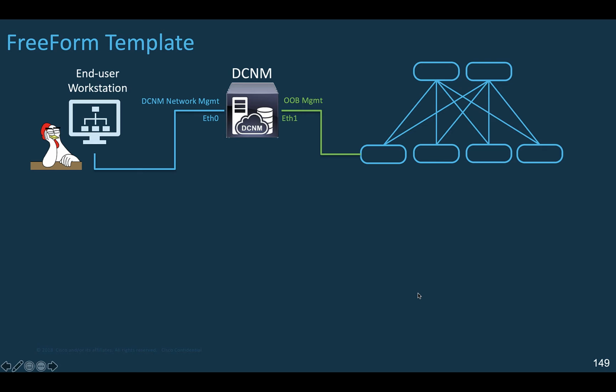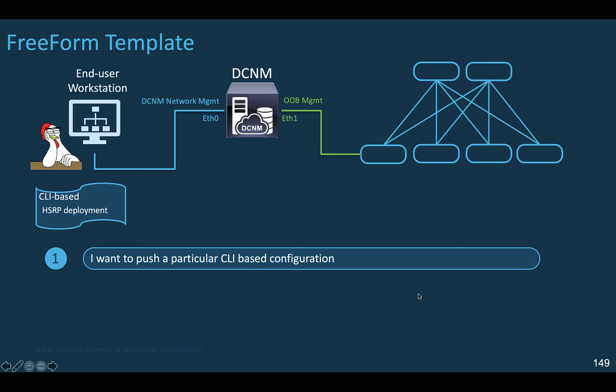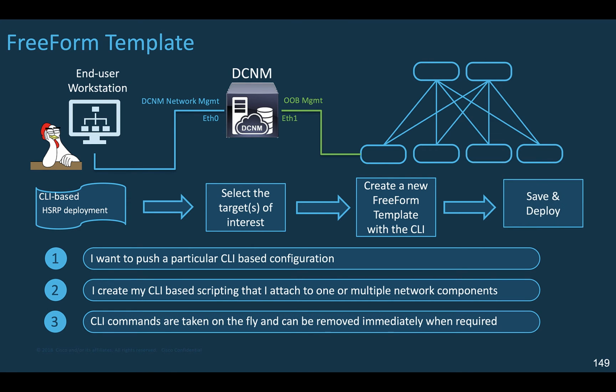Let's visualize this with a demo. The scenario here shows how to configure HSRP using a CLI approach with the freeform template. You first select the device of choice. You create a new freeform template for these configurations. You save and deploy. You can always view, change the CLI or delete the freeform template on the fly. The action will be taken as soon as you save and deploy.